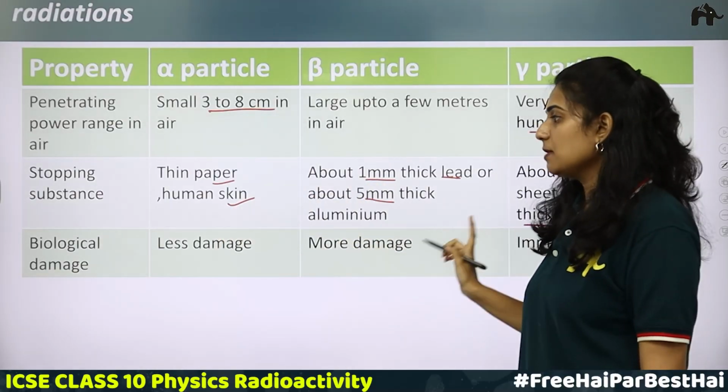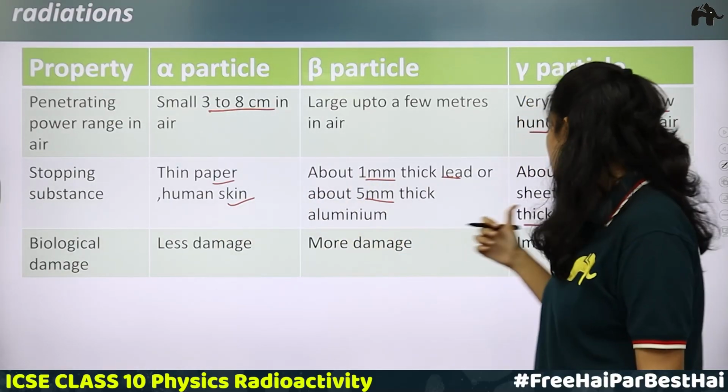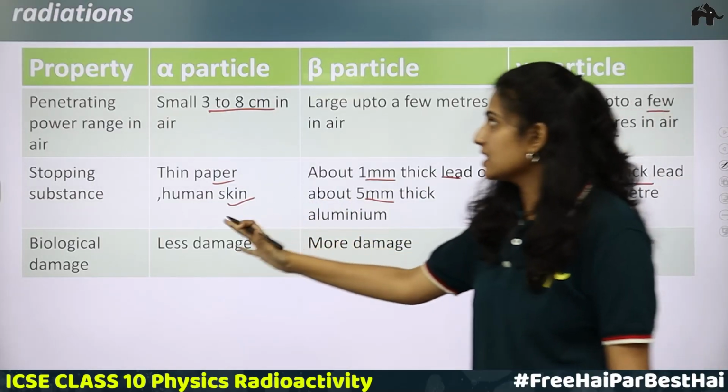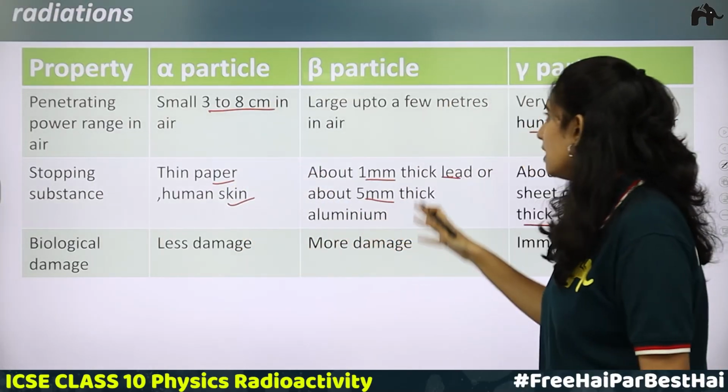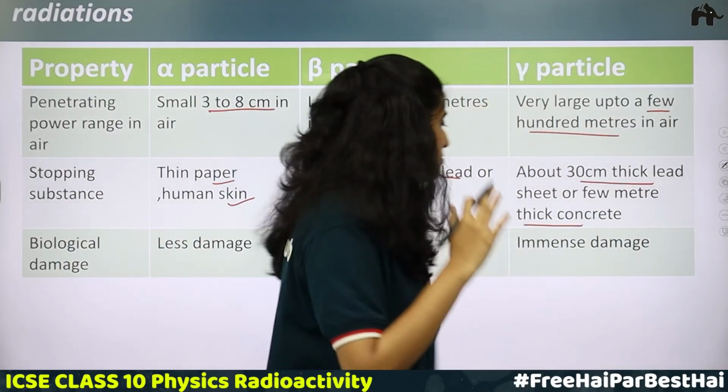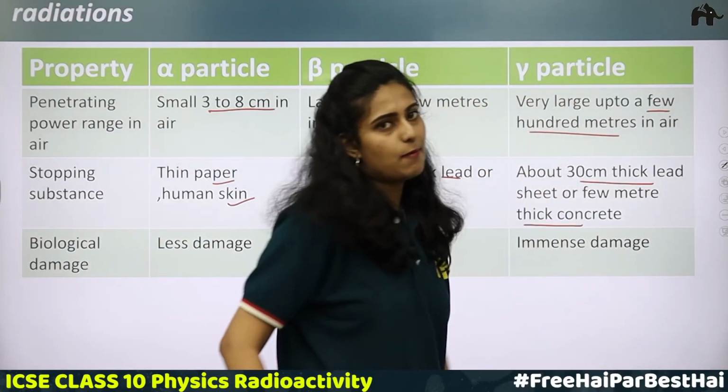Biological damage. Where is it maximum? Maximum biological damage is caused by the gamma particle. Less damage in case of alpha, more damage in beta, and immense damage is caused in case of gamma particles.